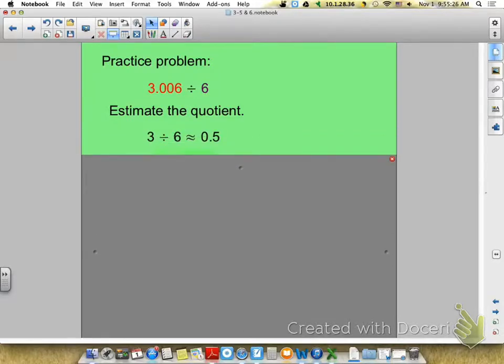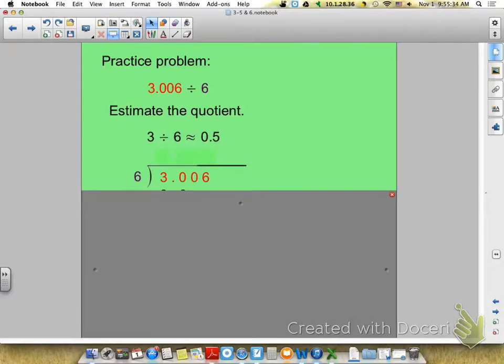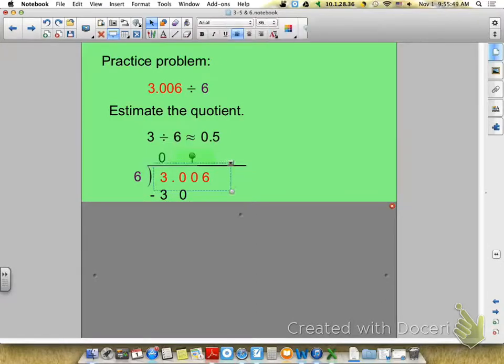Okay? Now, where does the 3.006 go? In the house. Where does the 6 go? Outside. Let's divide. Does 6 go into 3? No. What do I do? Put a 0 there. 6 goes into 30 five times. Okay. So there is a decimal point here that I need to move up. Get it out of the way. Okay, alright, so I bring down the 0 now.